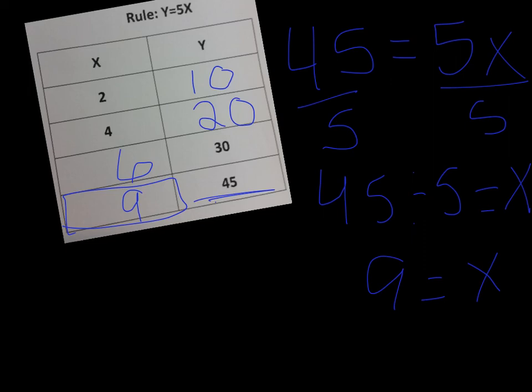You will have problems similar to these on your homework this evening, although this actual problem is not on your homework assignment.